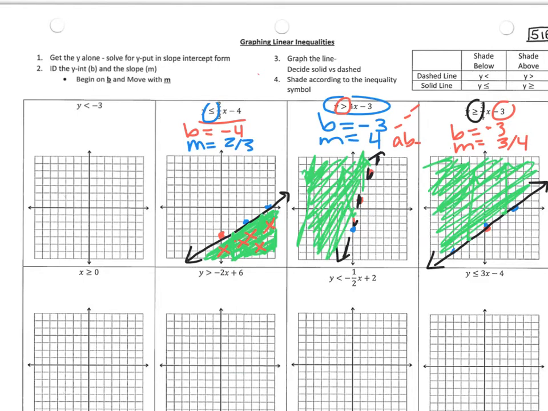So why did I skip number 1? Look at number 1. Number 1 is one variable. So that means it's either hoy or vux. Well, it's y, so that means I'm talking about hoy. So I'm going to go on my y-axis to -3. And now I'm asking the same questions, solid or dotted. I don't see an equal to, so that means I'm going to draw a dotted line. And now I'm thinking hoy, so this is a horizontal line. Then I need to know how to shade. It's less than, so that means I'm going to shade below that line.